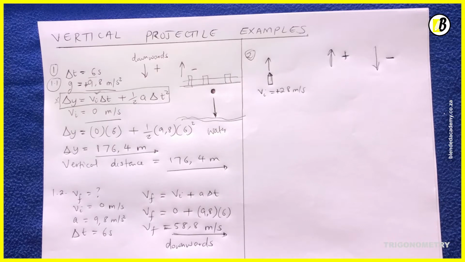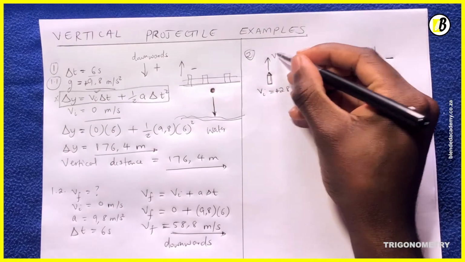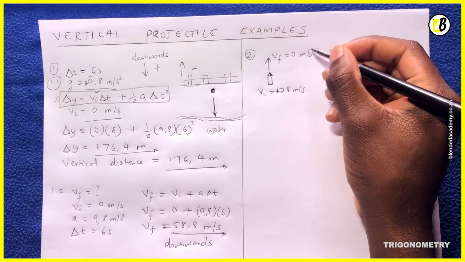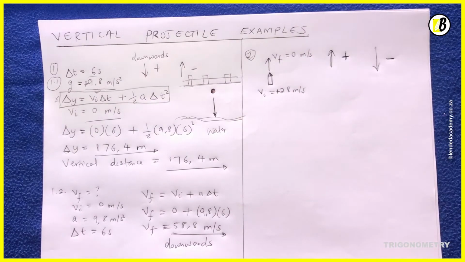When it comes to choosing your directions, also be consistent in applying the directions that you've chosen. Now, if it's going upwards, it's going to reach its maximum height. That's where the velocity is going to be 0. At maximum height, your velocity is 0. You need to remember that, and be very careful of it when you're tackling problems involving vertical projectiles.